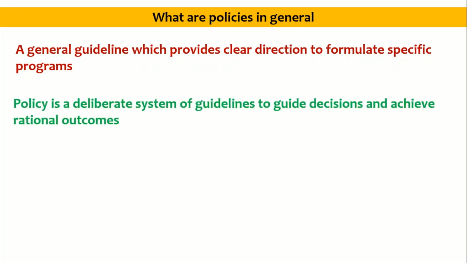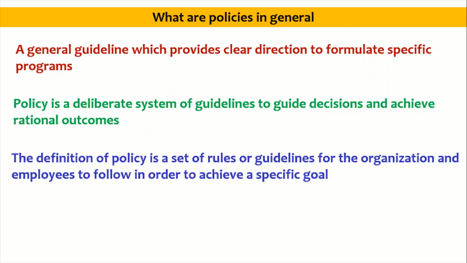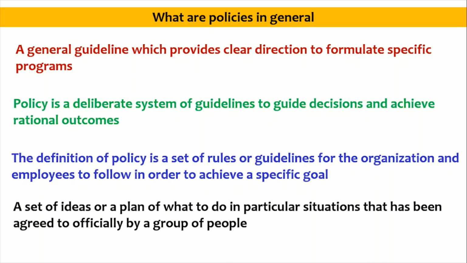A policy is a deliberate system of guidelines to guide decisions and achieve rational outcomes. The definition of a policy is a set of rules or guidelines for an organization and employees to follow in order to achieve a specific goal. It is a set of ideas or a plan of what to do in a particular situation that has been agreed to officially by a group of people. So in a nutshell, policies are nothing but guidelines and rules.